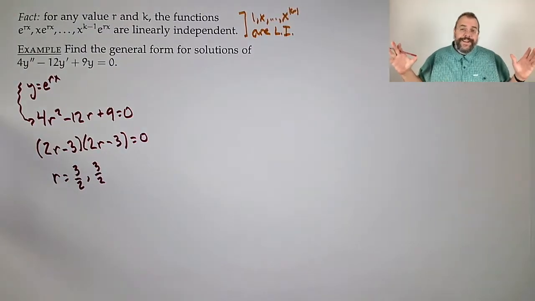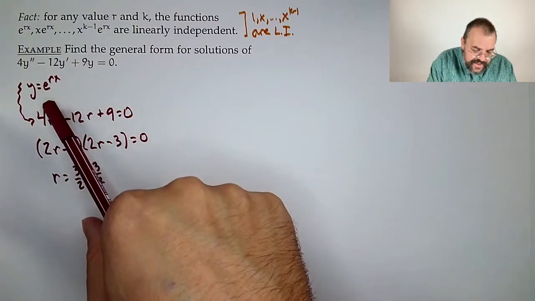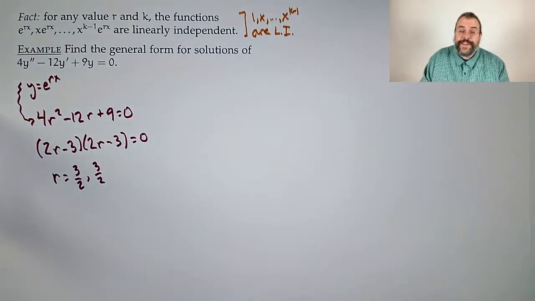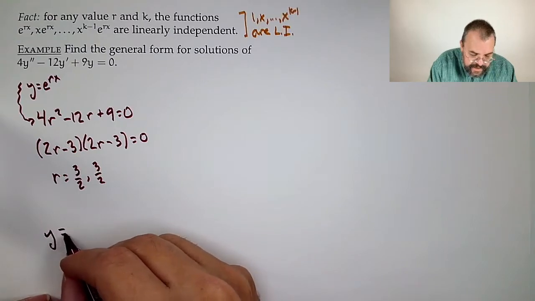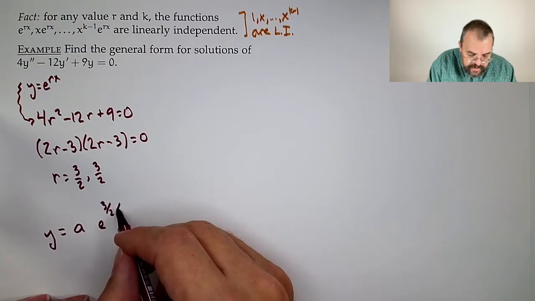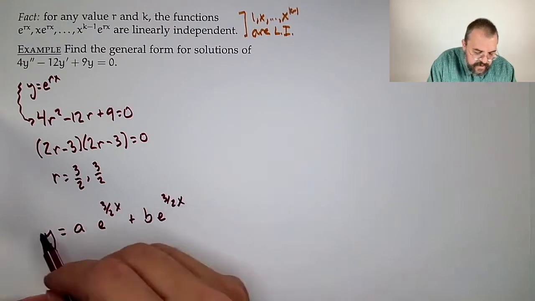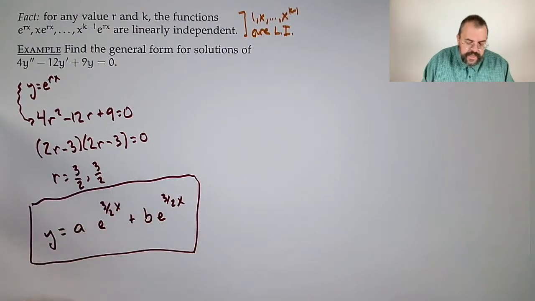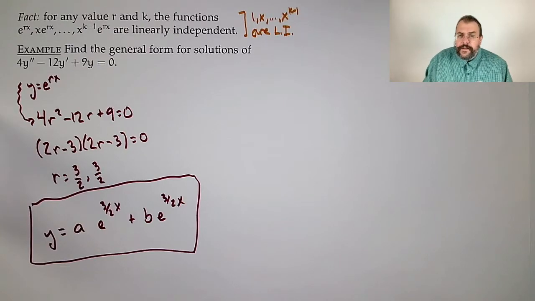Now we're like, hey, we found our roots. And we know that our solutions are like e to the root times x. So we're like, great, we'll write down our answer and we'll be done. y equals some a e to the 3 halves x plus some b e to the 3 halves x. And we're like, woohoo, we did it. Look how quick that was. We'll pat ourselves on the back, and then somehow we'll feel a sense of dread. Wait a second. That almost seemed too easy.